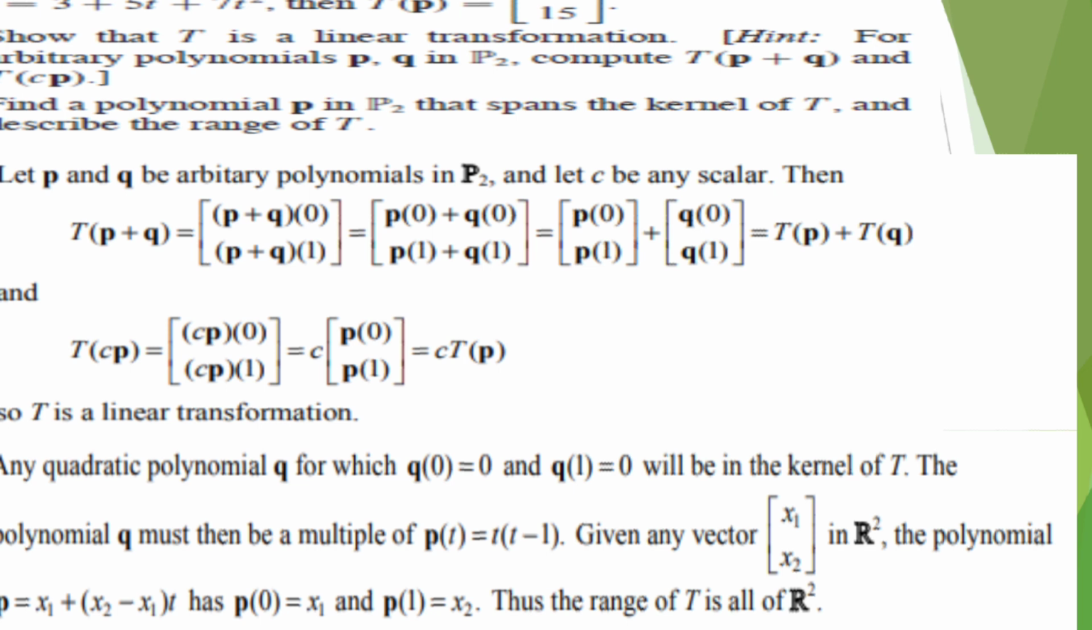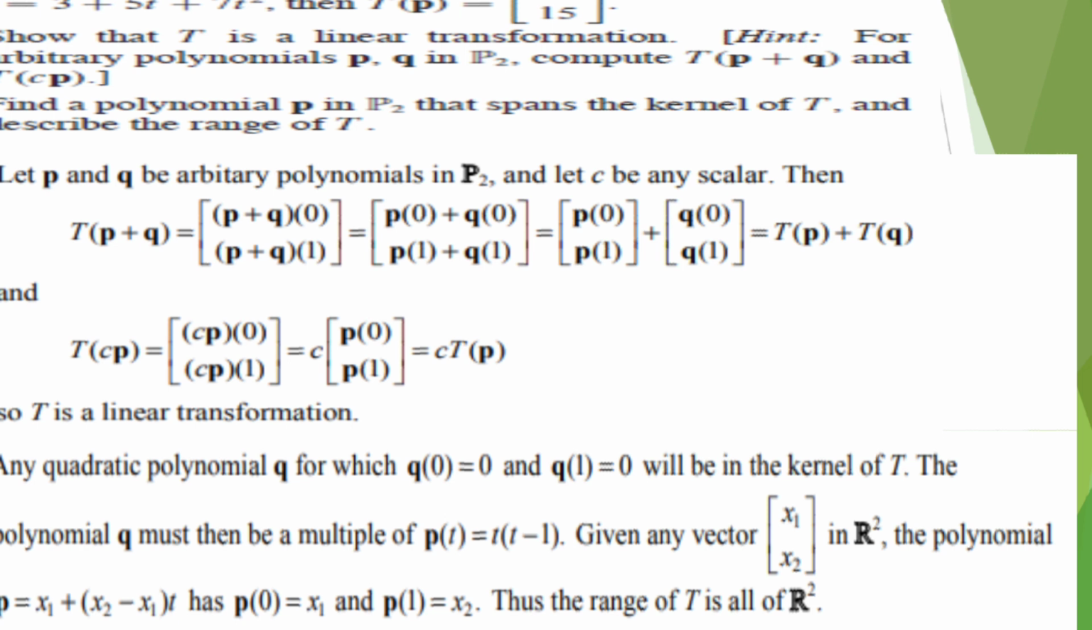So if these two conditions are satisfied, then that element is in the kernel of T. We want the q of 0 value to be 0, and the q of 1 value to be 0. This way we define one polynomial. We say the polynomial q of t equals t times (t minus 1). This polynomial satisfies: when t is 0, the polynomial value is 0, and when t is 1, the polynomial value is 0. So this type of polynomial is an element of the kernel of T.